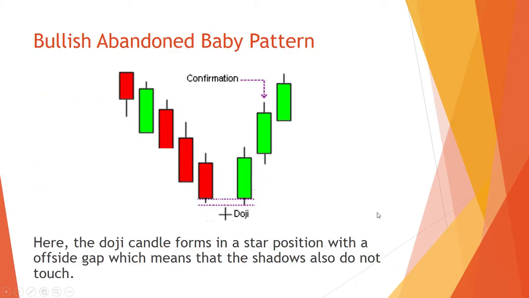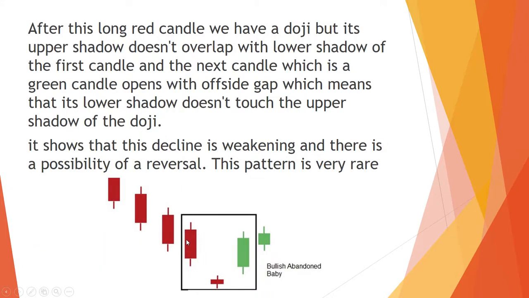Another one we see is the bullish abandoned baby pattern. Here the doji candle forms a star position with an offside gap. This is what we call an offside gap because the doji is far below the shadows of these candles here. This is the offside gap here, which means that the shadow does not touch the shadow of the doji. After this long red candle, we have a doji, but its upper shadow does not overlap.